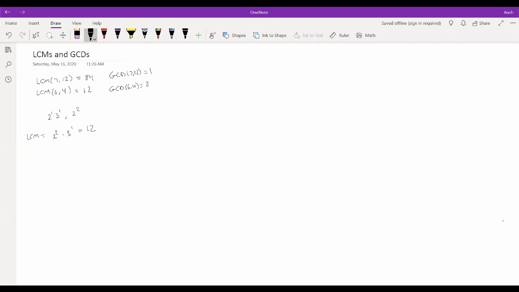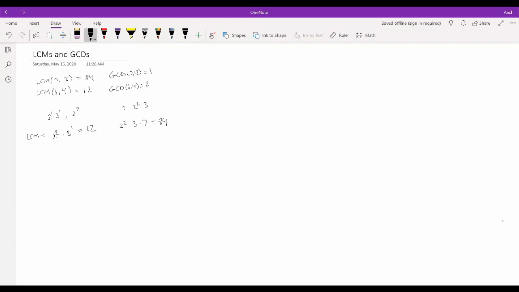And if we do this with 7 and 12, we have 7 and then 2 squared times 3. So for 2, obviously only one of them has a power of 2, so it's 2 squared. Then 3, and none of them have 5 as a factor, but then we have 7, so we multiply by 7. And this gives us our answer, which is 84.